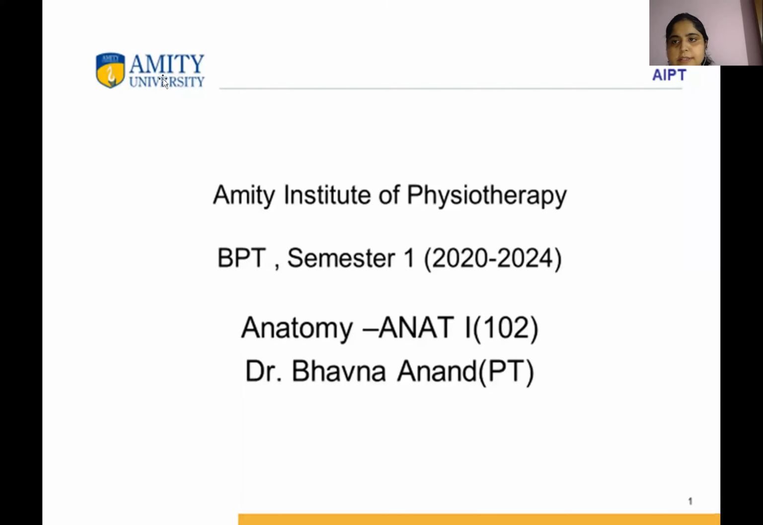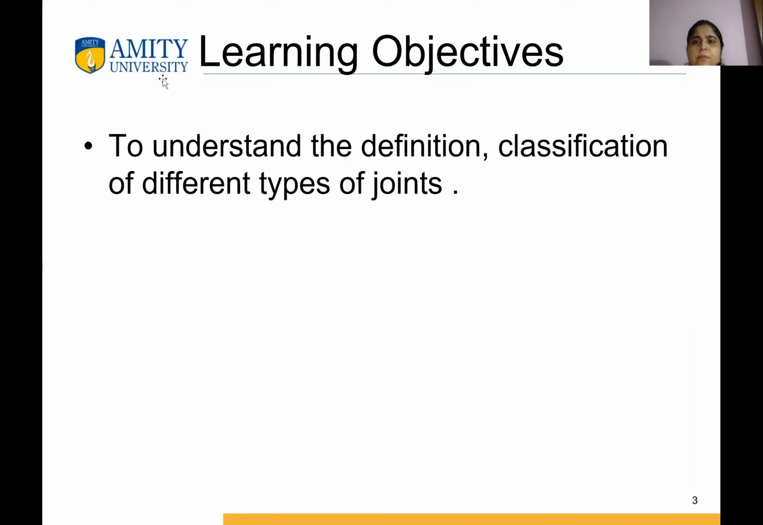Good morning, students. Today, we'll be dealing with the joints, which is part of Module 1, General Anatomy. The learning objective is to understand the definition and classification of different types of joints.